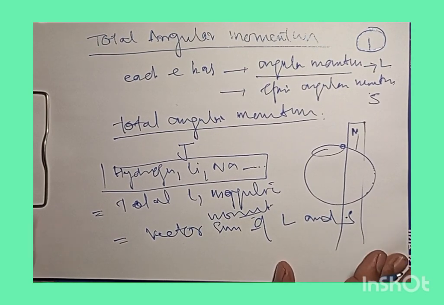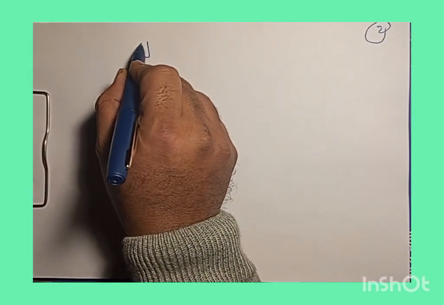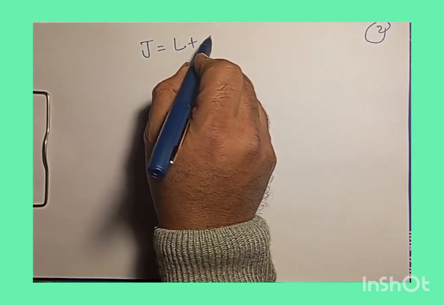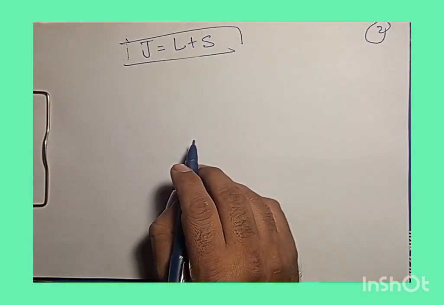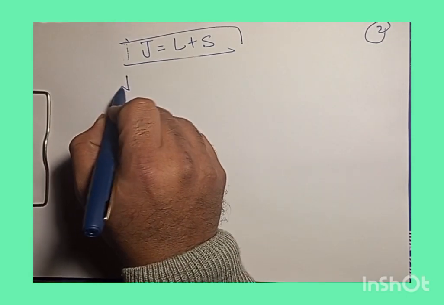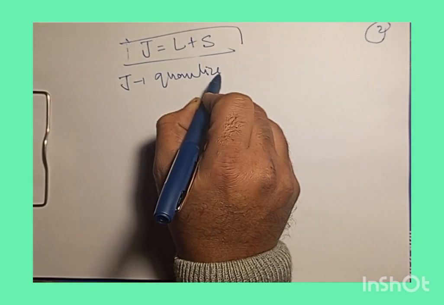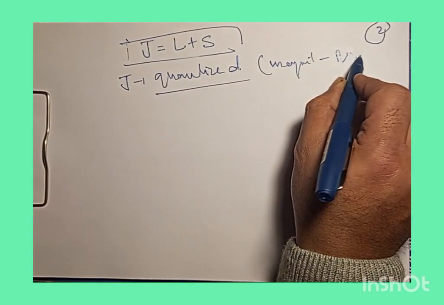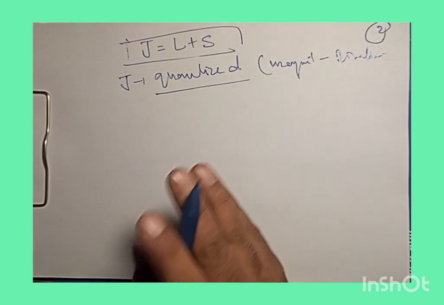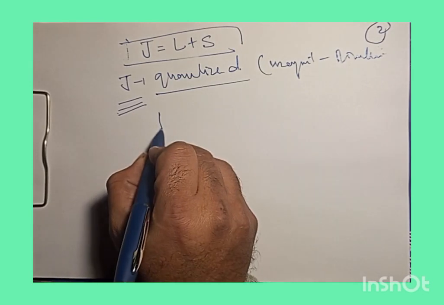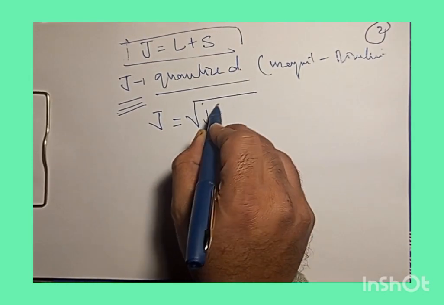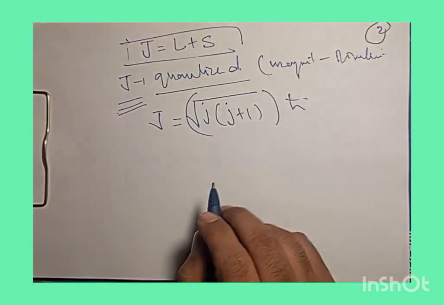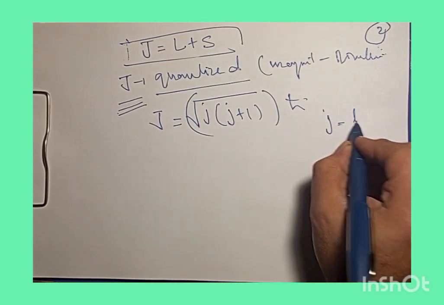So if I have to write down this total angular momentum, I have J, and this J is L plus S. And like angular momentum, this J is also quantized, both in magnitude as well as direction. That should be borne in mind. The magnitude of this total angular momentum J is given by the square root of j times j plus 1 times h cross. And this particular J is a particular L plus a particular S.